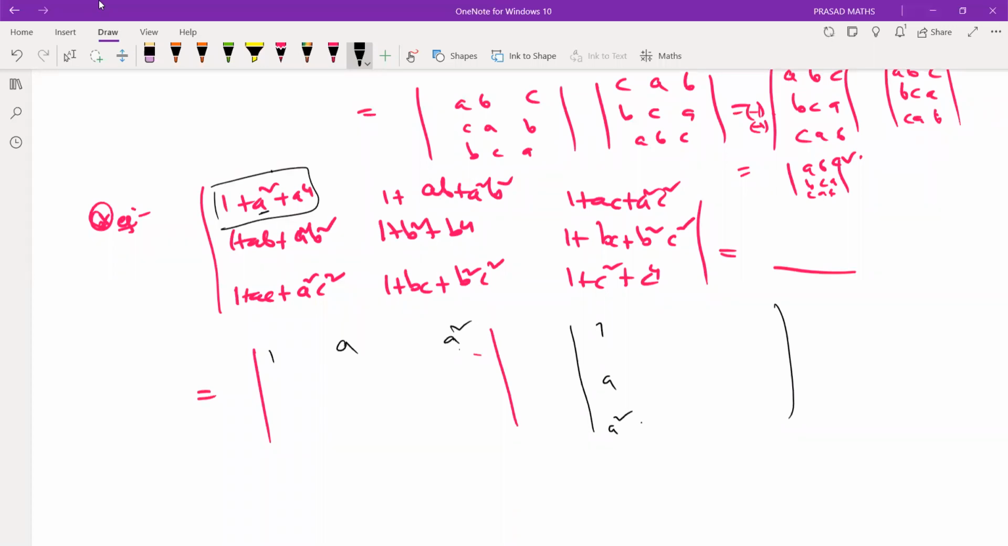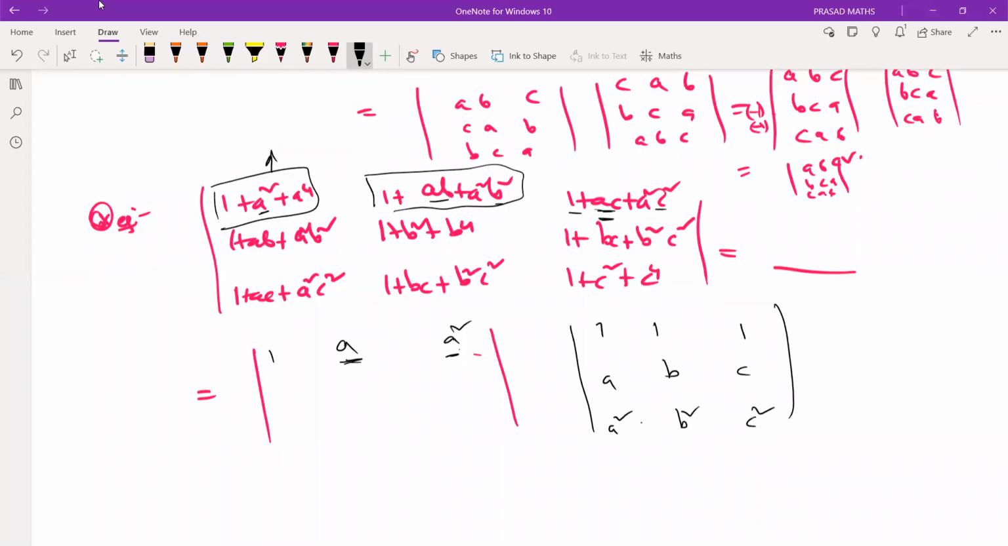So the first element is fixed. What is the second element? 1 plus ab plus a square b square. So 1, I need to have ab. Already a is there, therefore you need to fix b. There already a square is there. I need to get a square b square, so you need to fix b square. Here 1 is there, therefore we fix a with a. Here I require ac. Already a is there, you need to fix c, and c square.